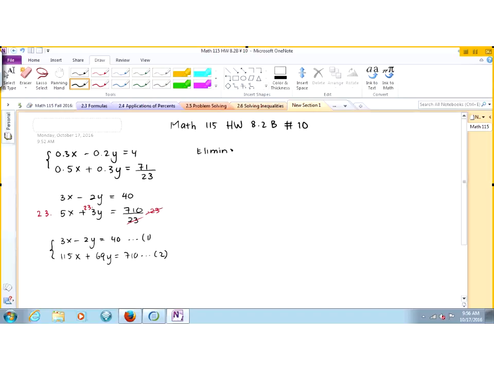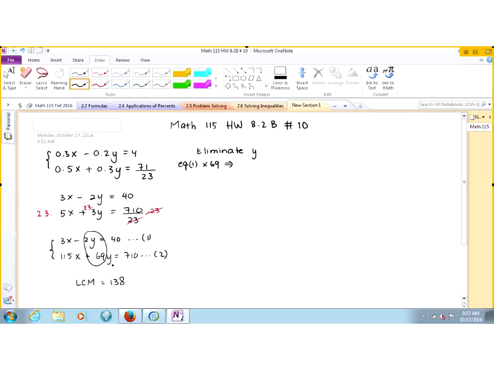What would you do? Eliminate x or y? Y. Yes. So when I eliminate y, I'm going to multiply equation 1 by 69, right? So 3 times 69 is, no, y. We eliminate y. What is the LCM? 2 times 69 is what? That's your LCM, 138. So on top you need 138, on the bottom you need 138.